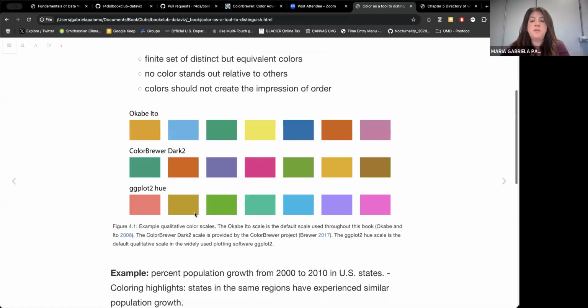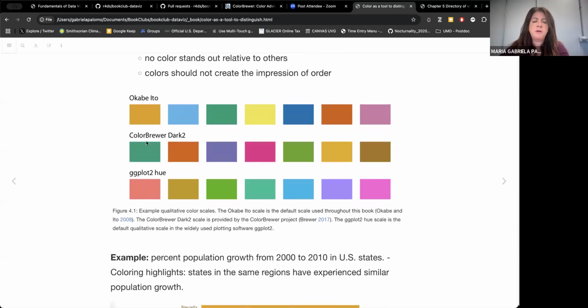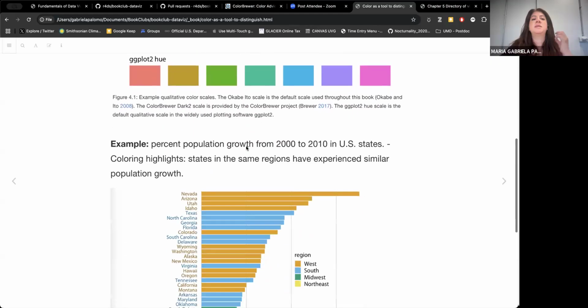So here we have 3 examples. These are from different color palettes. I'm not sure if they're all from Color Brewer, but what you can see here is exactly that: each one of the colors is distinct from the next.